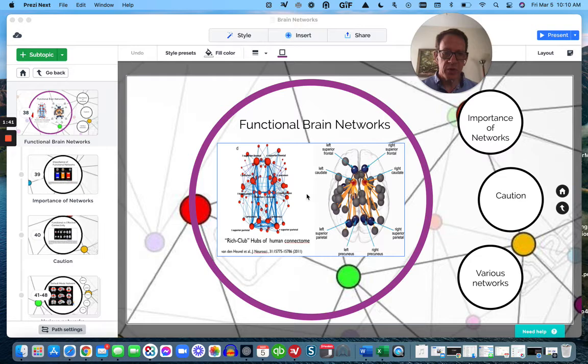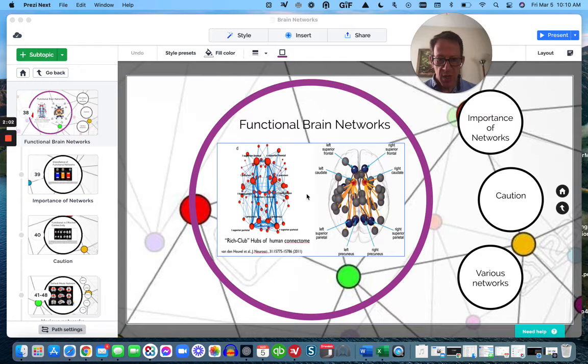So these are networks composed of different functions, so ability areas. There's what's called a default mode network, salience network, network for reading, for social engagement, for all sorts of things. So that's what we'll be talking about.